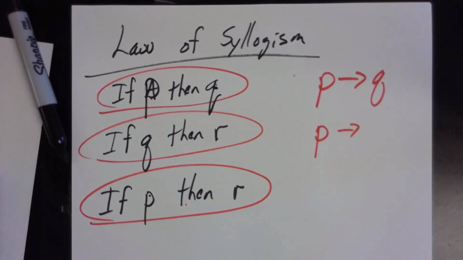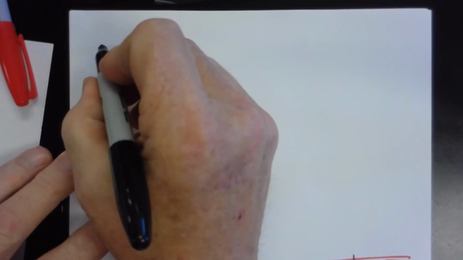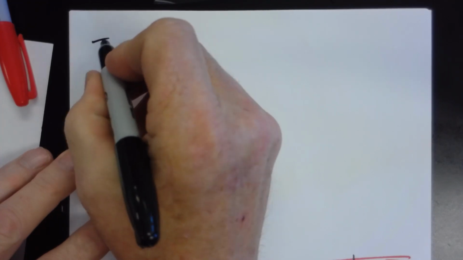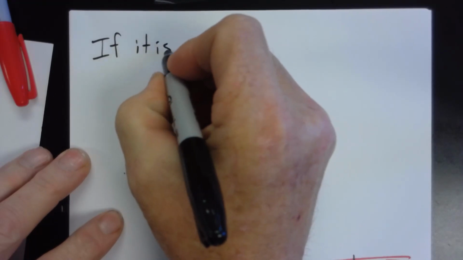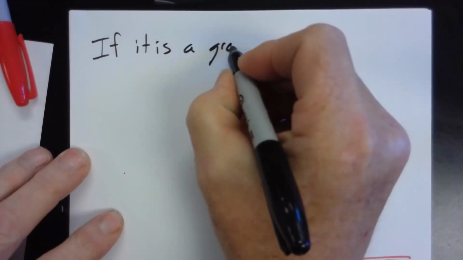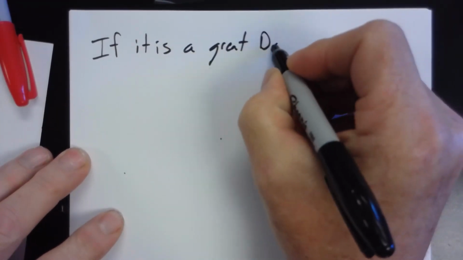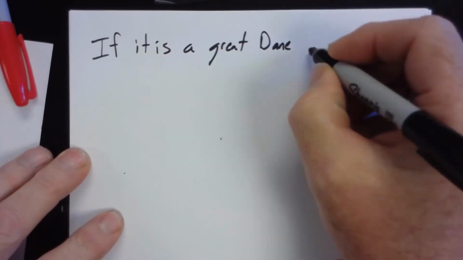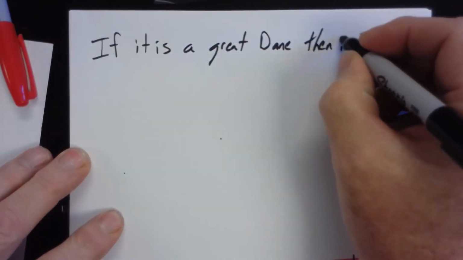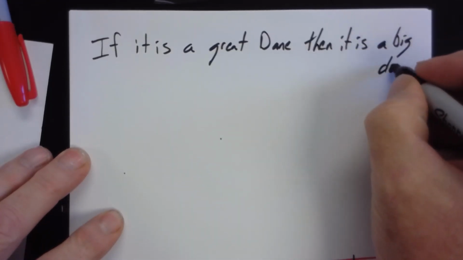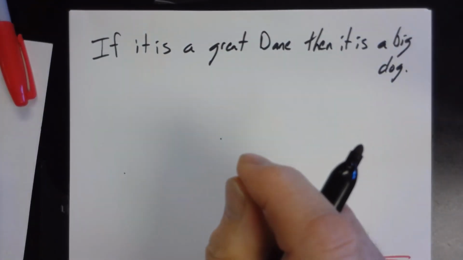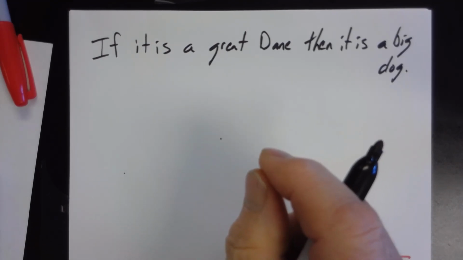Think of this one. I'm going to write it for you so we can see it in our mind a little bit. If it is a Great Dane, then it is a big dog. Okay, there's our first if-then statement. Now what has to happen in the second if-then statement?